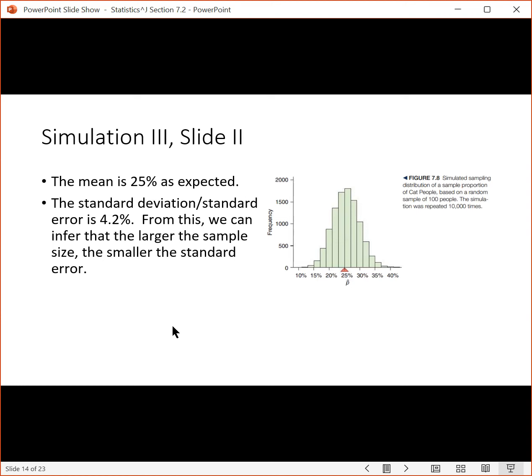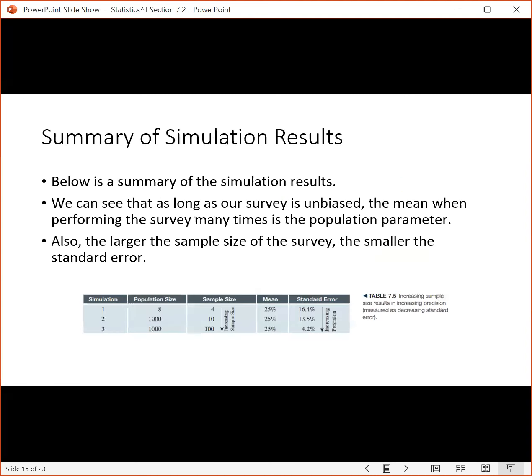All right. And so what we can tell from this is that it was the size of the sample that determined the standard error. So if we go through and increase the sample size, then the standard error goes down. All right, so that's good to know.